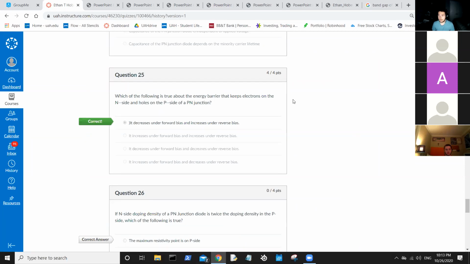So what happens to the depletion region when it's under forward bias? It gets smaller. The electric field has less area to operate in, so it's going to decrease. That potential energy barrier that keeps electrons and holes separate is going to drop. It's going to lower under forward bias and increase under reverse bias. That's that.